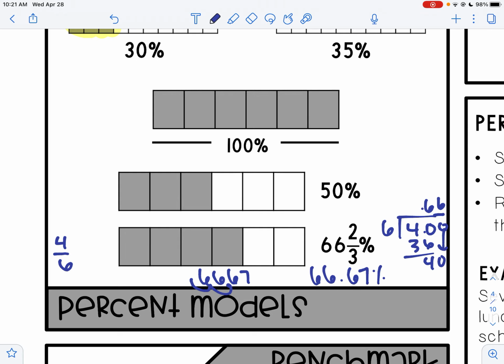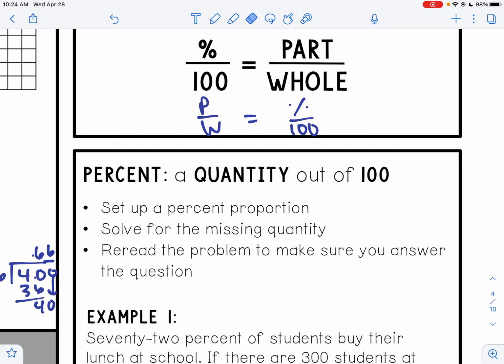So now let's talk about percent proportion. We're going to use this proportion whenever we're trying to find a percent in a word problem, or when we're trying to find the part, or when we're trying to find the whole. We're going to set it up this way. You can either set it up percent over 100 equals part over whole, or part over whole equals percent over 100. You're going to end up getting the same answer. So either way that you choose to write it is completely up to you, as long as you know what each of them mean. So percent, again, is out of 100. So a quantity out of 100.